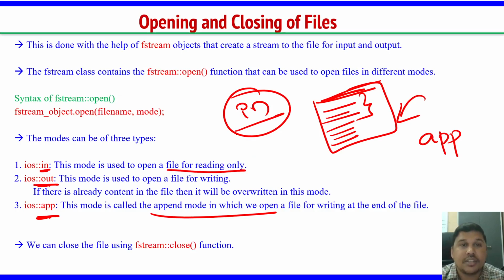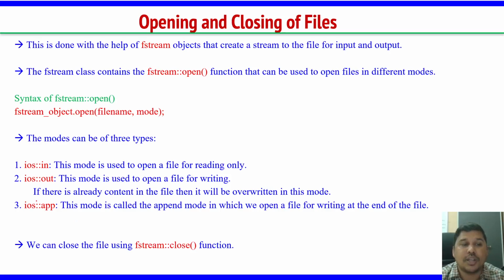So, for opening and closing we use the open function, available in the fstream class or fstream header file, and there are 3 different modes: in, out and app. There are many others, but for today's session let us restrict to these 3. In mode is only for reading, out mode for writing. But one important point: when you open a file with out mode, if there is already content in the file, it will be overwritten.